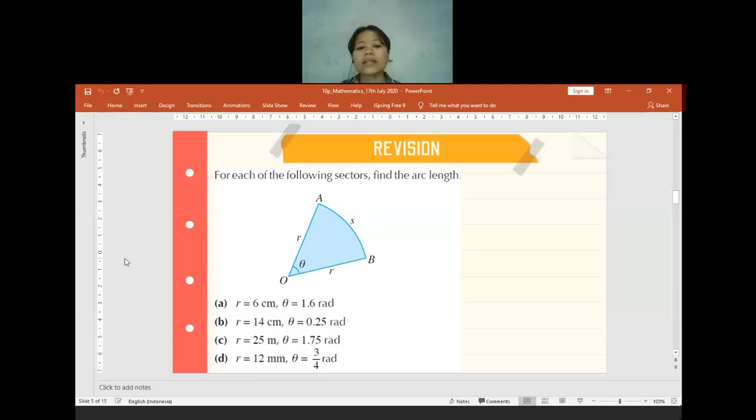So this is the arc length. The angle is given in radians. Before we start, anyone still remember the formula for finding the arc length if the angle is given in radian units? What is the formula? Anyone still remember? Arc length will be r times theta. Read the question. The question is given in radians.